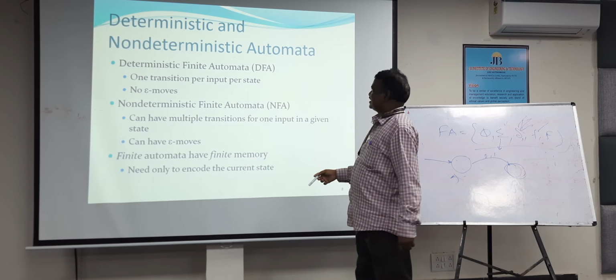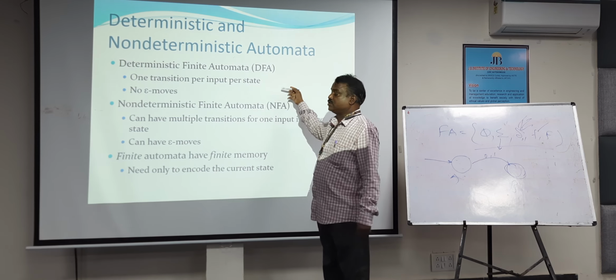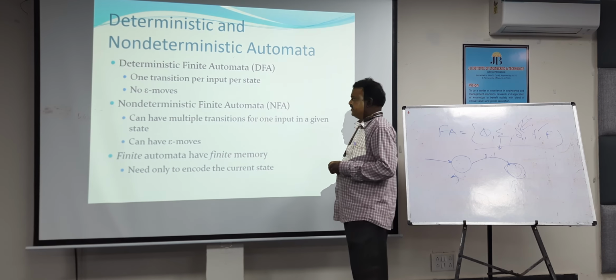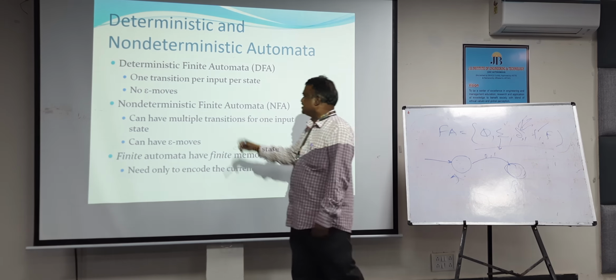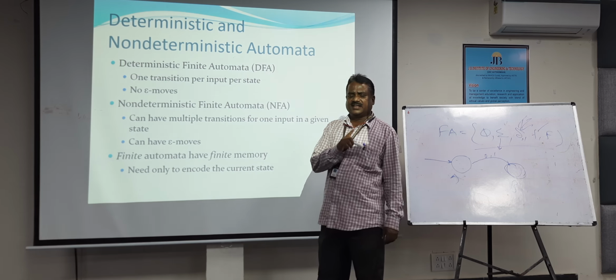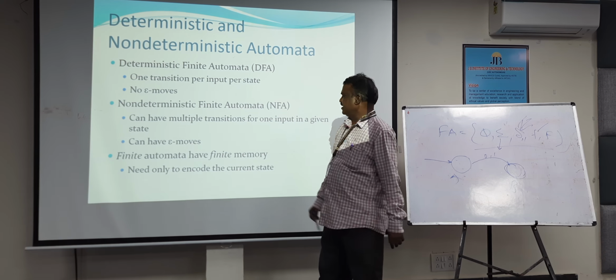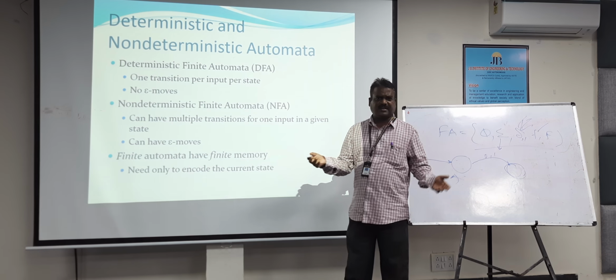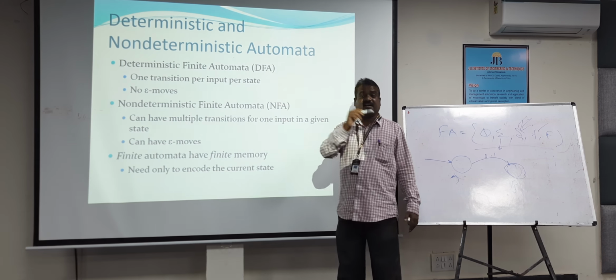As I discussed, automata are of 2 categories: deterministic finite automata, DFA, and NFA. In a DFA, there is only one transition per input. One transition will be there, and there is no epsilon movement. Whereas in an NFA, multiple transition paths will be there, and even epsilon moves are there.